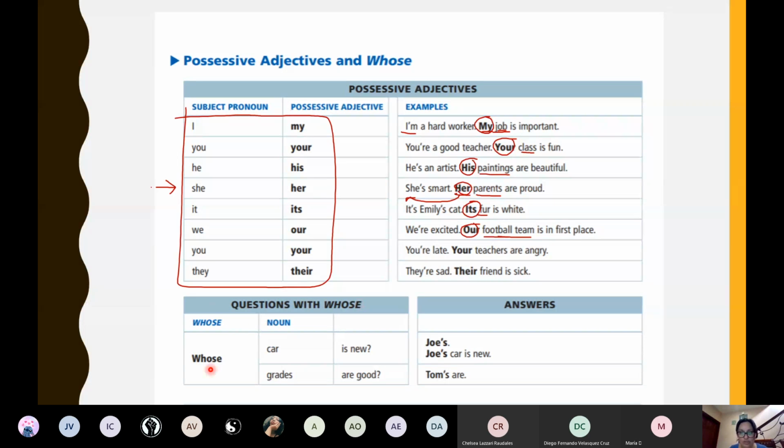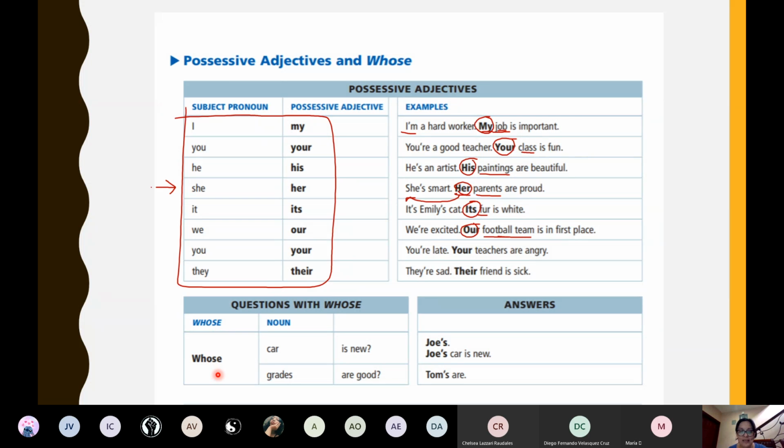And in here we have whose, the word that I told you. Whose is a word that we use to make questions. For example, if we want to know who is the owner of something. For example, it's very common that in classes the teacher says, who's this pencil? Who's this cell phone, who's this book, who's this notebook? So whose is a word that you use to ask for the owner of something when you do not know who's the owner.